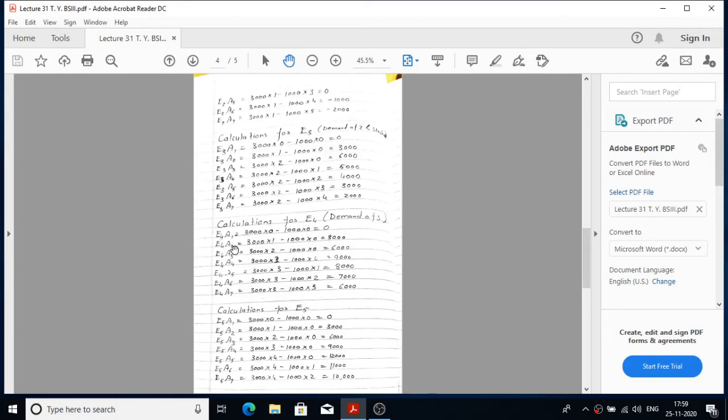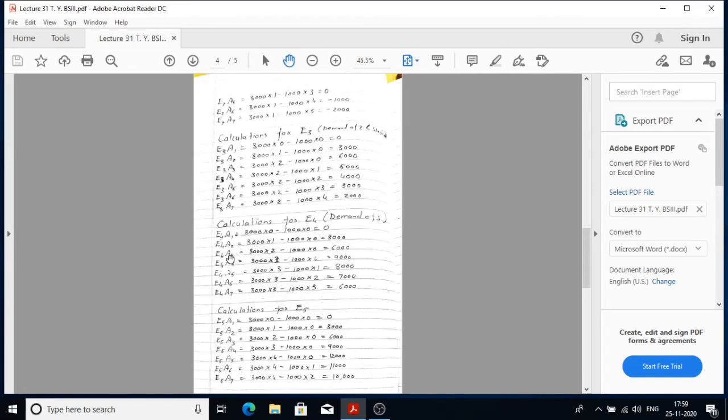E4 A2. 1 boat is in stock and demand for 3 boats. So we can sell only 1 boat. So 3000 into 1 minus 1000 into 0. So answer is 3000.